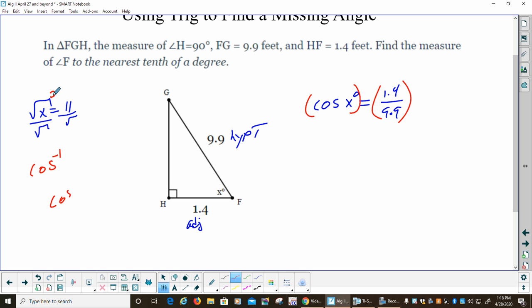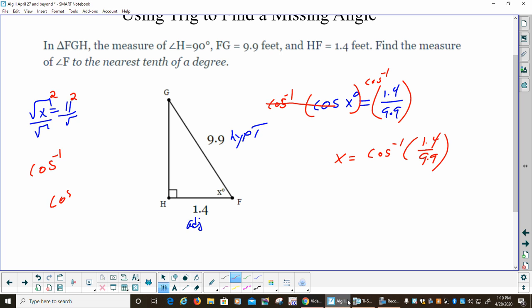This one would be undone by squaring. It's what undoes the square root. I did it to both sides. So here, what will undo that is the inverse. Sorry, that looks like a 5. If I do it to the left, I got to do it to the right. It's not the reciprocal. These are inverses. They cancel out. So I have x is equal to inverse cosine of 1.4 over 9.9.